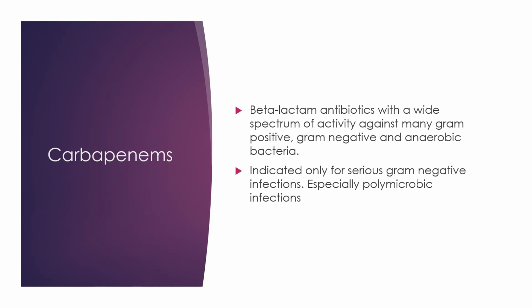All right, we have the carbapenems. These are beta-lactam antibiotics with a wide spectrum of activity. They do act against gram-positive, gram-negative, and anaerobic bacteria. And they're indicated only really for serious gram-negative infections, especially the polymicrobial infections, which means there is usually more than one or two microbes involved. There's several different ones.